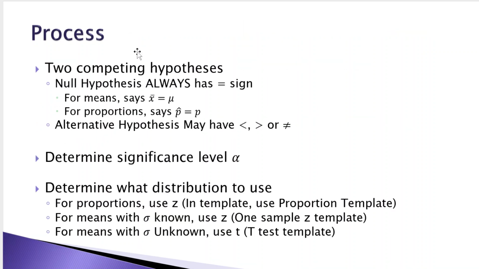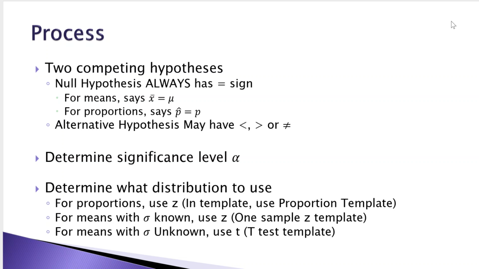Let's go through the process. It's going to seem very long and complicated, but hopefully by the end of the class, it's going to feel like a piece of cake because we're going to do it over and over and over. But the idea is, you start with two competing hypotheses. One is called the null hypothesis, the other one is called the alternative hypothesis, and they contradict each other, so they both can't be true. Only one of them can be true.